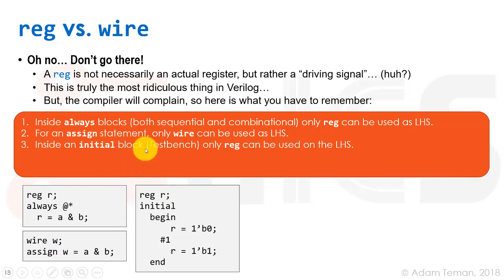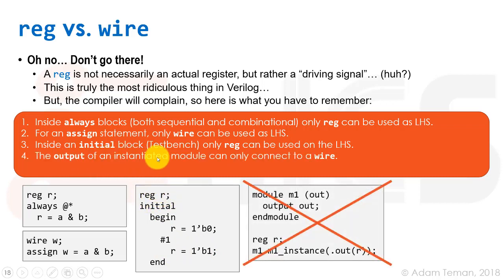Okay? An initial block in a test bench, on the left-hand side, it's always a reg. This is a driving signal, I guess. So initial begin, R gets 0. A delay of 1 time unit, R gets 1. R has to be declared as a reg.